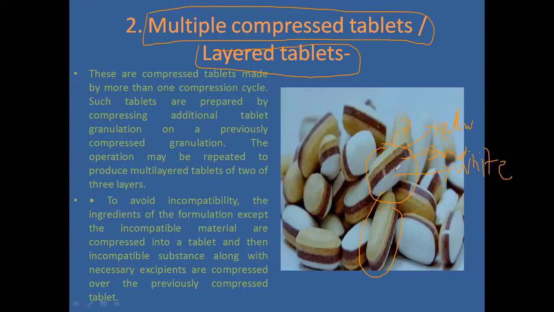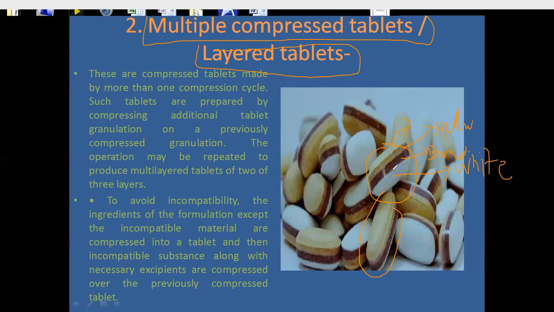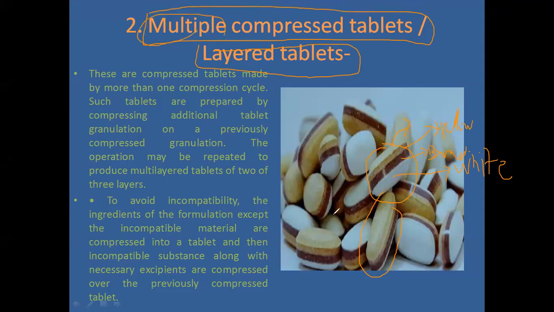Now normally what happens over here is there are multiple compressions done in a tablet itself. That's the reason it is called a multiple compressed tablet, or you can say these are three layers. White color is the first layer, the second layer is of brown color, the third layer is of yellow color, and hence they are also called layered tablets. Fine.